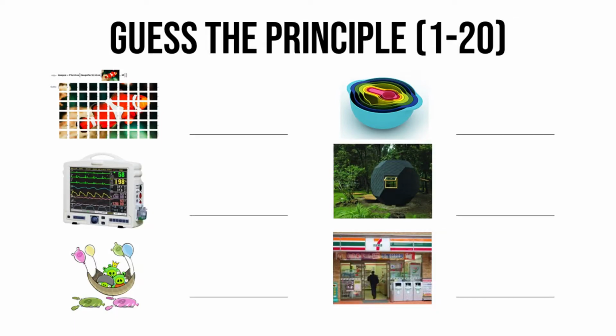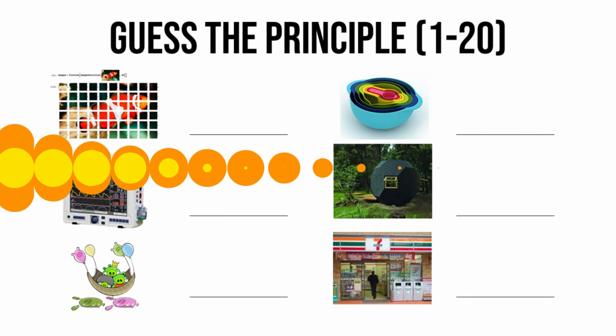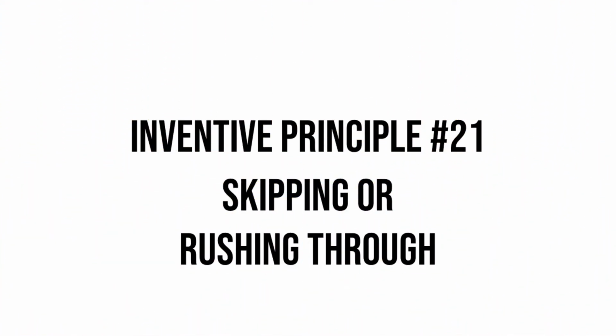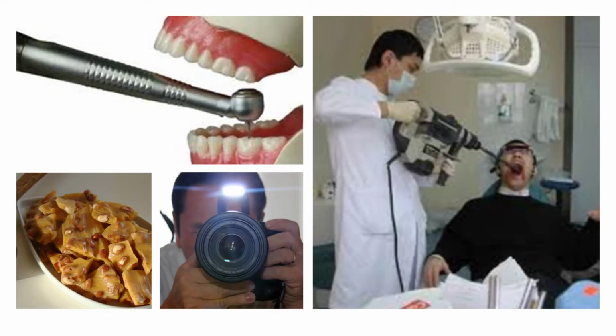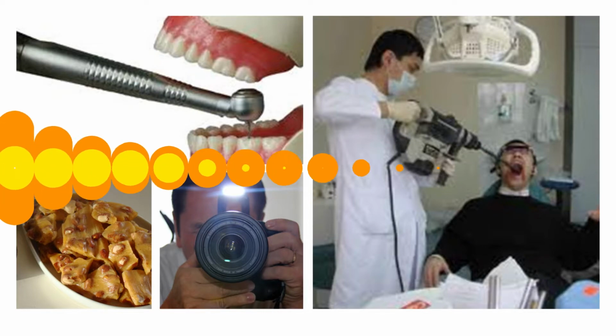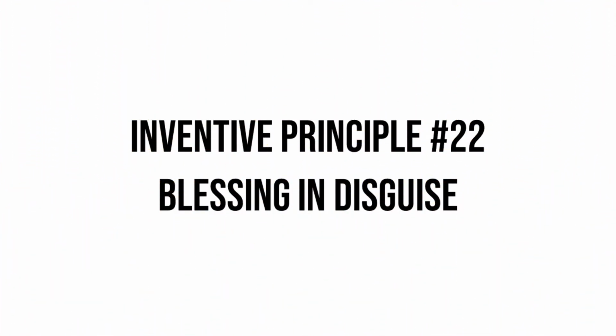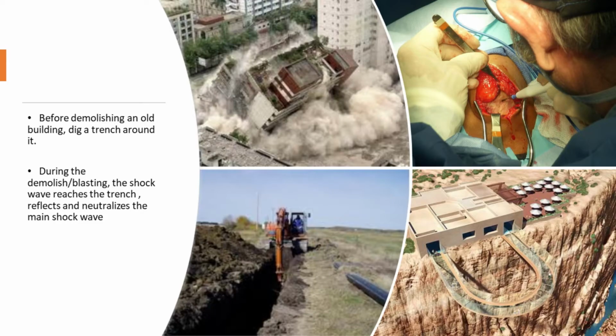Before we go to the next principles, can you try matching these pictures with their respective principles? Rushing through. Perform a dangerous action at high speed to avoid harm. Blessing in disguise. Use harmful factors to get a positive outcome.